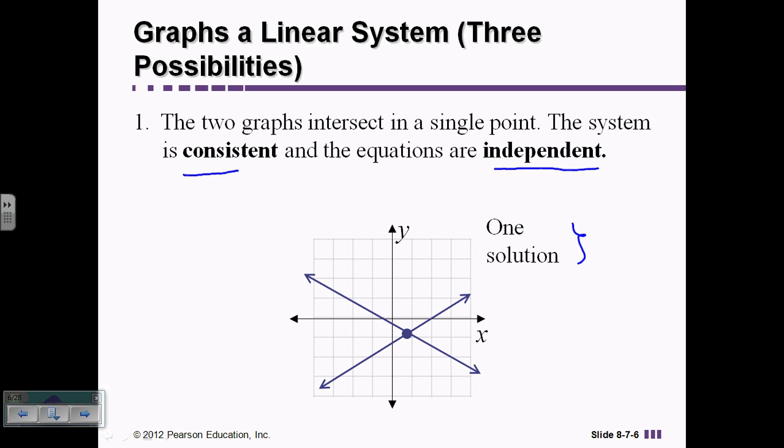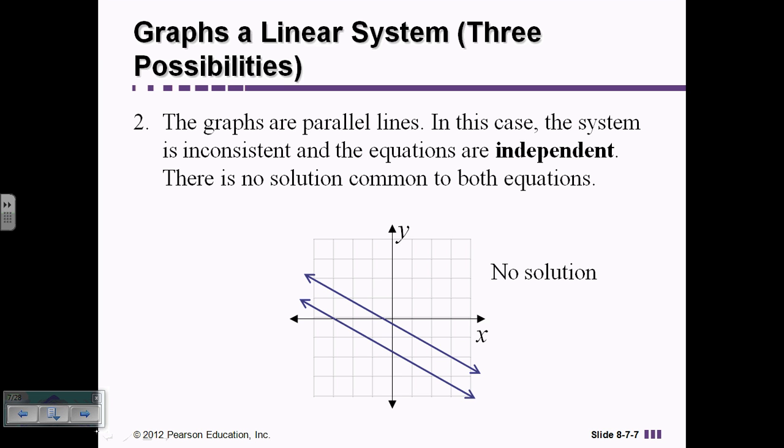Okay, but there's two other possibilities for what can happen. The other possibility is, what if the two lines are parallel? Okay, so these two lines are parallel. And by definition, parallel means they will never cross. So the problem is that since they never cross, there is no point that they have in common. So there is no solution to the problem. These two problems are considered to be inconsistent, and they are independent.